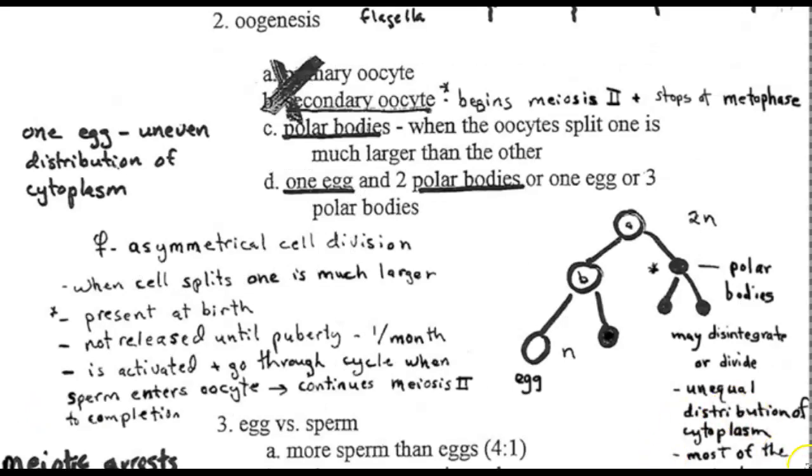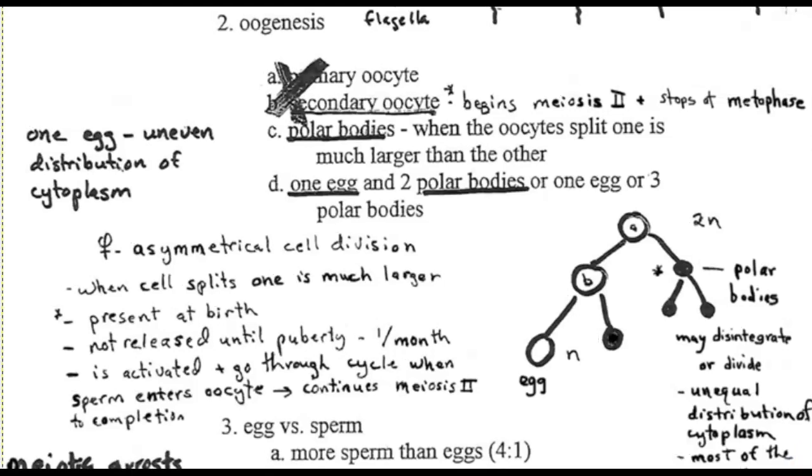Oogenesis, formation of the egg, has some major differences. One egg only, an unequal distribution of the cytoplasm. Now polar bodies. When the oocytes, the egg cells, split, one is going to be a lot larger than the other. Produce one egg, 2 to 3 polar bodies. That's a symbol for female. Asymmetrical cell division. Now here's another big difference. Females are born with all the eggs they're ever going to make. They don't make any new ones after they're born.